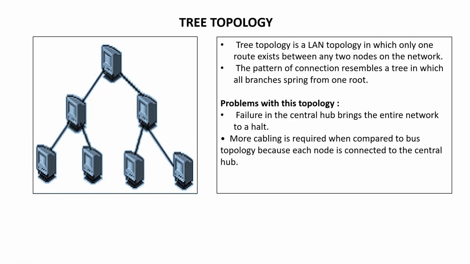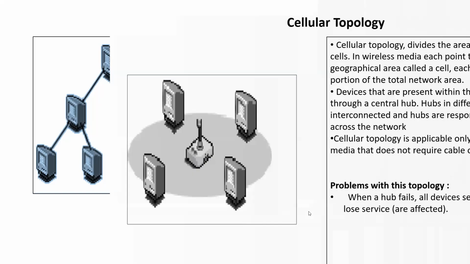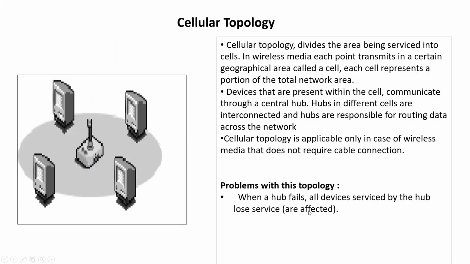Tree topologies are used, for example, in the WAN, wide area network. Okay. So once this tree topology is clear, we will move to the next, that is the cellular topology. So what is that cellular topology?